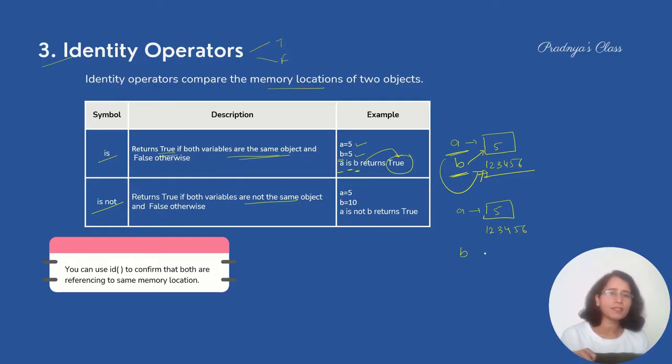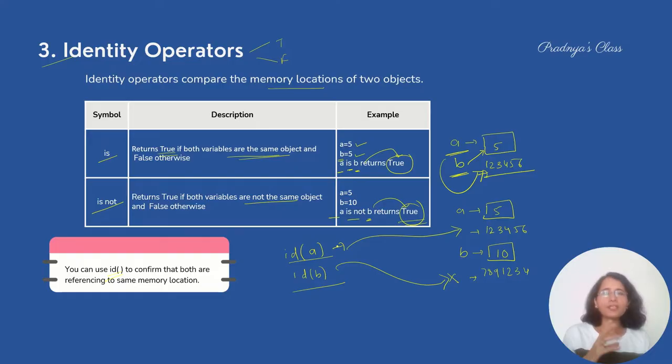Then with the second assignment statement, we are going to create one more object, that is 10, which will have some other memory address. I'm writing some random value here. So you can see here this address and this address is not same. That's why A is not B returns true, means the address is different. If you want to check out the memory address of these variables and confirm, you can use the id function. So these are the two identity operators.